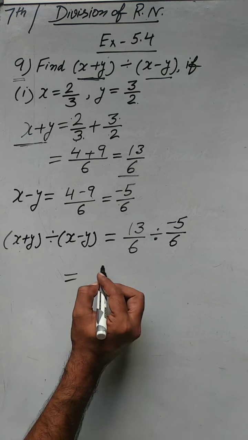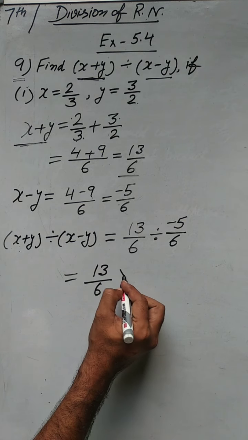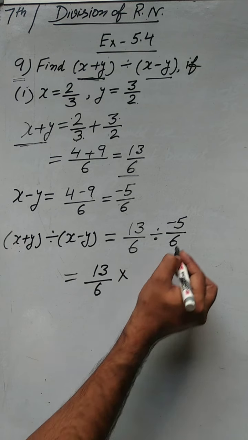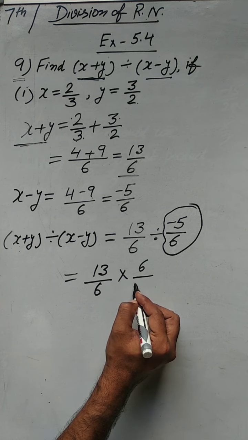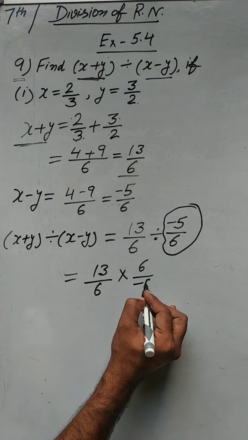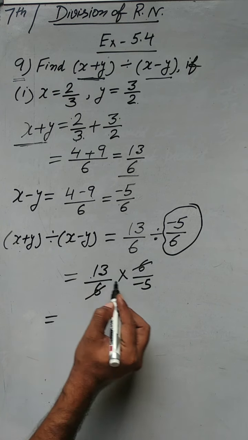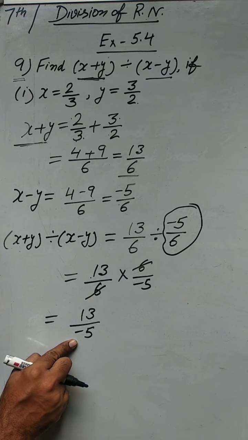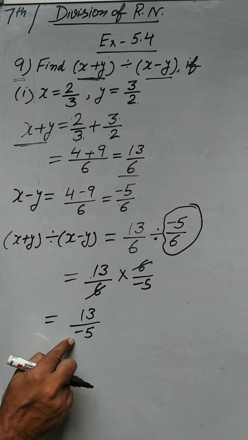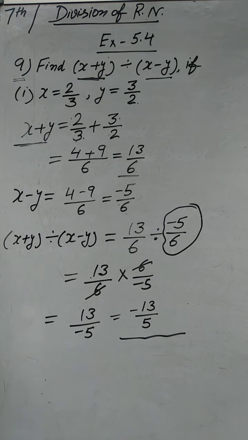Now you know very well how to divide the rational numbers. As in fractions, division will be changed into multiply. And here we will write the reciprocal of minus 5 upon 6. Reciprocal of minus 5 upon 6, beta, it is 6 upon minus 5. 6 is cancelled with 6. So we have only 13 upon minus 5. And in the answer, beta, the denominator should always be positive. So simply you can put that minus in the numerator. So it is minus 13 upon 5. That is your answer. Clear, beta?